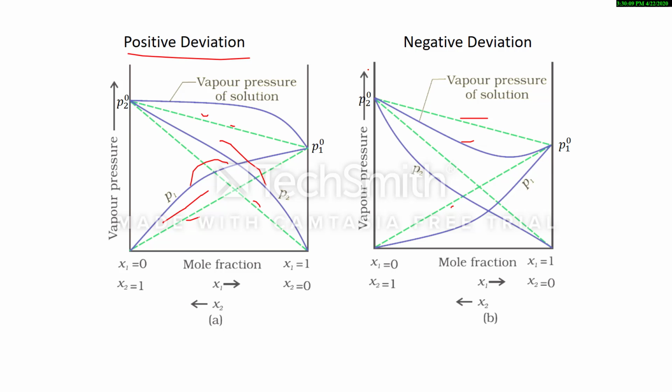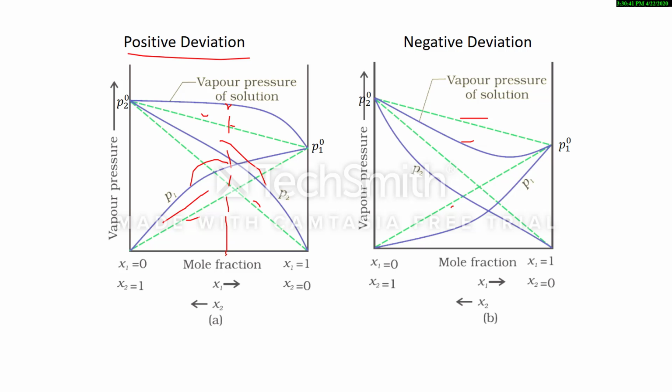Now see, in case of positive deviation, there is one condition when the vapor pressure of the solution is maximum. Suppose this is the condition where the vapor pressure of the solution is maximum. Then if we consider the composition of this mixture which is equal to this one, it means the mixture having this composition will boil at the lower temperature. Try to understand.